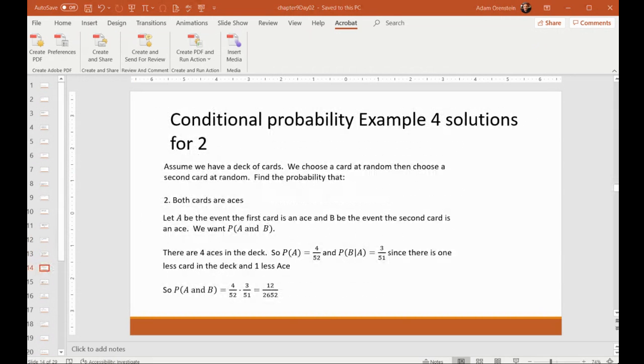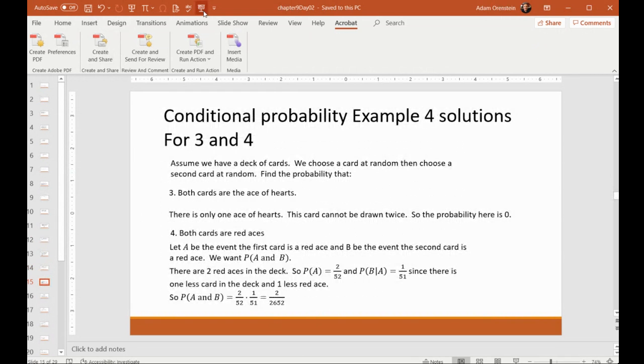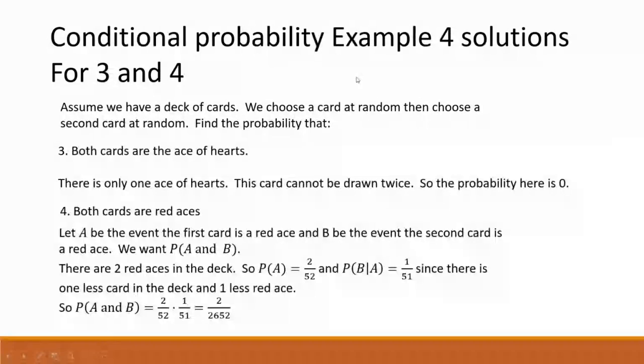Let's see. Both cards are aces? No, that's not the slide. This is the slide. Here we go. So both cards are the ace of hearts. It's 0 because there's only one. You can't draw that card twice since we're not putting the first card back. So that's what happens there.